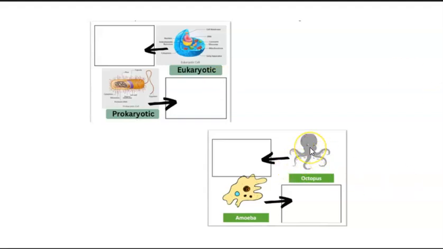And octopus is an example of a eukaryotic. It has this nucleus. And by the way, octopus belongs to the multicellular organism. Amoeba is a unicellular organism, but a eukaryotic one because it has a micronucleus.